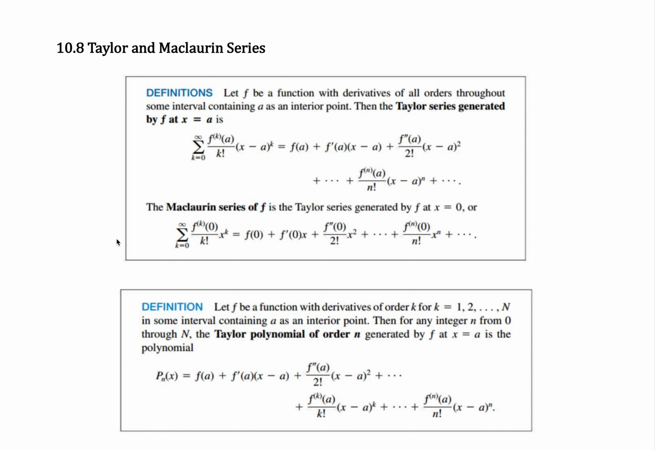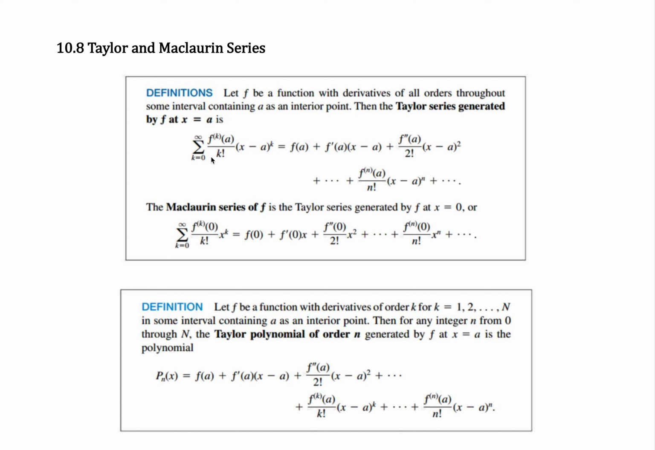In section 10.8, we're going to look at a very specific type of power series called a Taylor series, and then a very specific type of Taylor series called a Maclaurin series. So a Taylor series is a way to represent or approximate a function with a power series, and it's using a function and its derivatives.